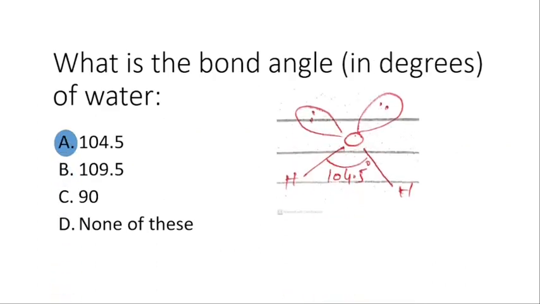And the correct answer is 104.5 degrees. We can see in this structure, water is assuming a distorted tetrahedral shape. We expect an angle of 109.5 degrees in a tetrahedral structure, but due to this lone pair repulsive interaction and this bond pair lone pair repulsive interactions, the bond angle of water contracts to 104.5 degrees instead of 109.5.